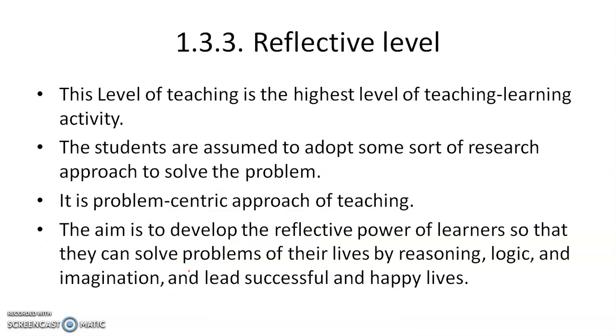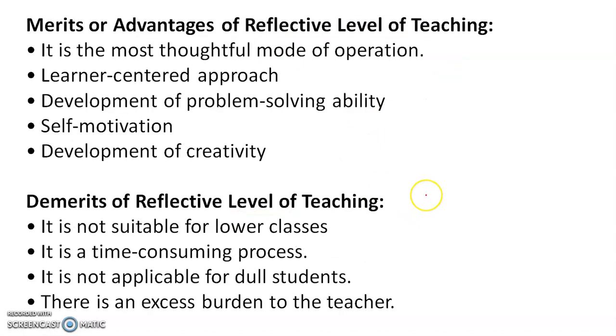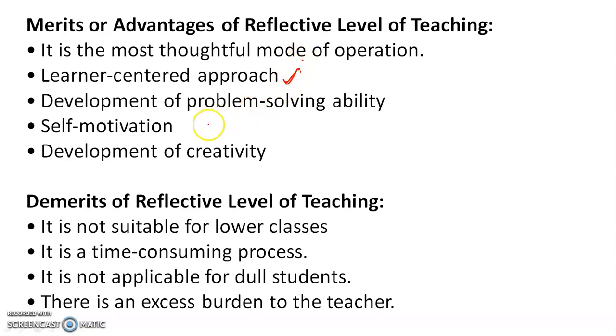And the reflective level comes under the highest level of teaching learning activity, and it is a problem centric type of approach. That means in this reflective level we try to provide a practical solution to problems, right? It might be scientific problems, or problems that we are facing in life also. What are the different merits? It is the most thoughtful mode, and it is completely learner centered. The previous two we discussed, the memory level and the understanding level, are both teacher centric, and this is a learner centric one. Self motivation must be there, and there is a chance of getting creative output.